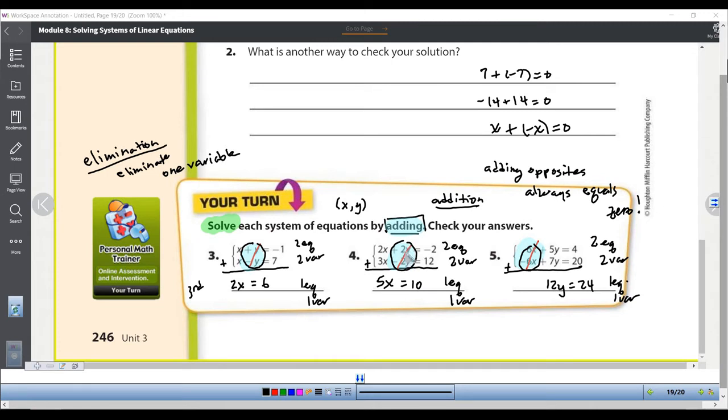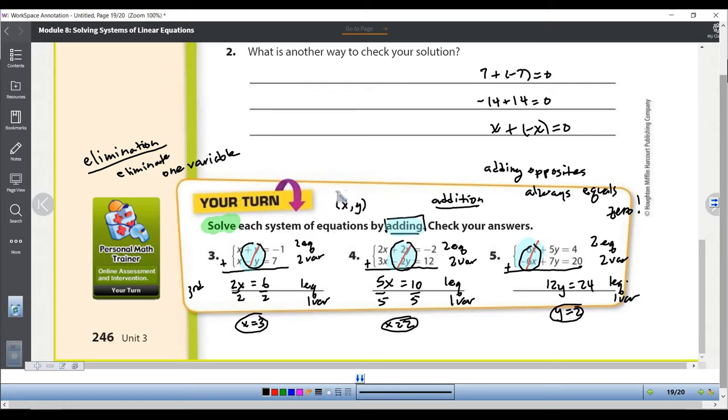Hey, those are opposites. I should add. And now, since I have just this one variable, I can go ahead and solve this equation, and I get x is 3. Or I can go ahead and solve this equation, and I get x is 2. Or I can go ahead and solve this equation, and I get y is 2.